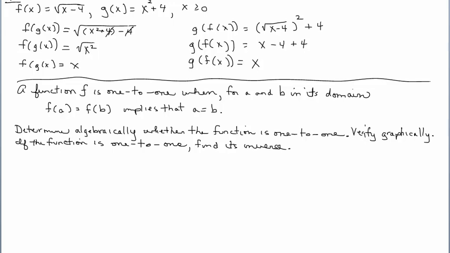The directions say determine algebraically whether the function is 1 to 1. Well, that's what we're about to show. It says verify graphically. Well, that's easy enough. You just pick up your graphing calculator and look at the graph. If it passes the horizontal line test, you know it's going to be 1 to 1. So that would be the easy part of this. And then it goes on to say if the function is 1 to 1, we have to find its inverse, like we did at the top of the notes.